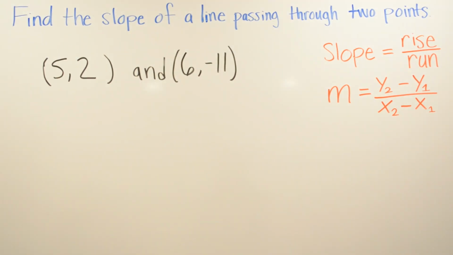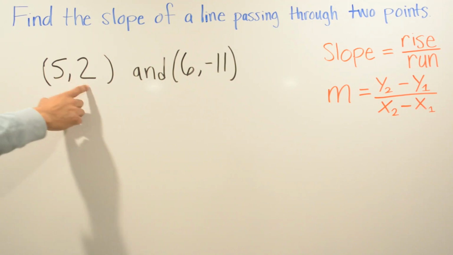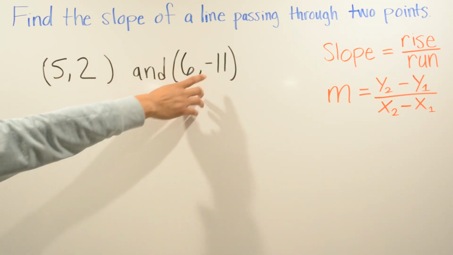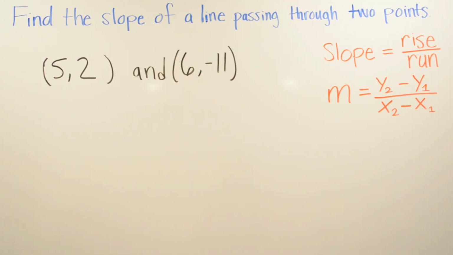And this final problem that we're going to be doing, we're going to use the points 5, 2, and 6, negative 11. This time, if you want, you can go ahead and pause the video and try solving the problem on your own. After that, you can go ahead and press play, and then we'll show you how to solve it step by step.